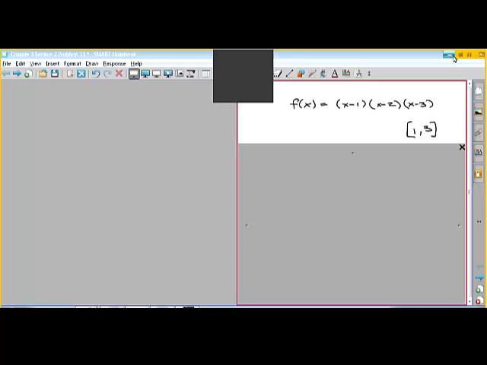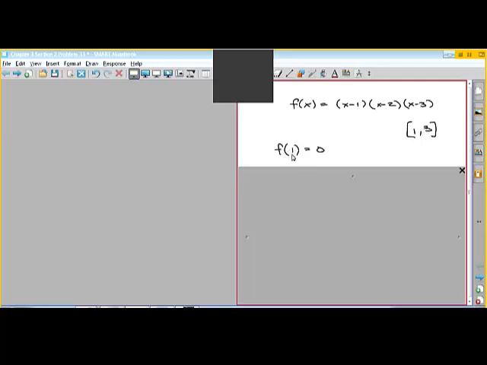Anyway, this is problem 13, and we're trying to find whether Rolle's theorem applies and to prove it applies. The requirements for Rolle's theorem to apply are that the function is continuous, which it is because it's a polynomial if you multiply all that out, and also that the value of the function at the beginning of the interval equals the value of the function at the end of the interval.